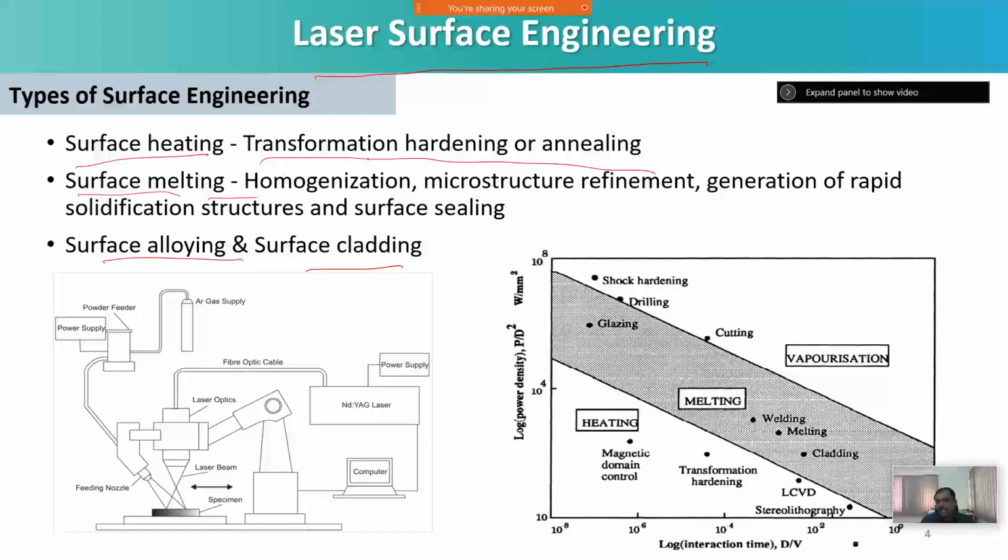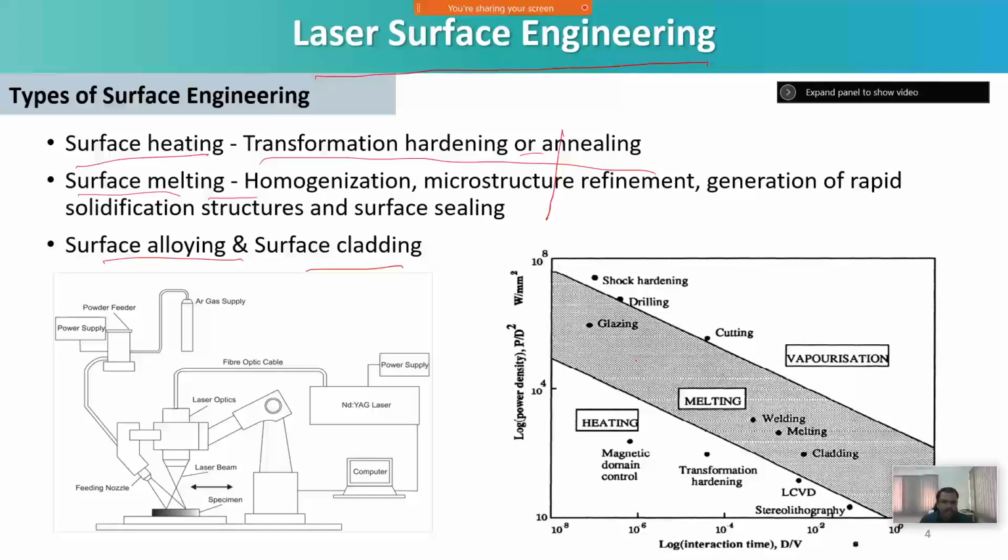And in these two processes, we are not adding any external alloying element, but in certain applications where this hardening and melting is not sufficient to provide an improved property, then you need to add some other external alloying element, like if you select some hard ceramic, or some kind of matrix material in order to provide a specific protection, then you need to go for either alloying or cladding.